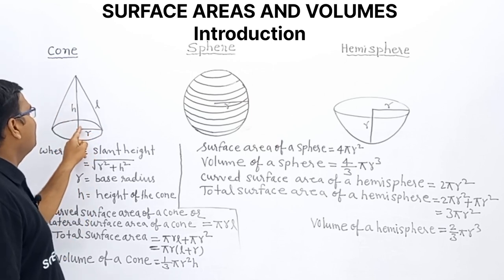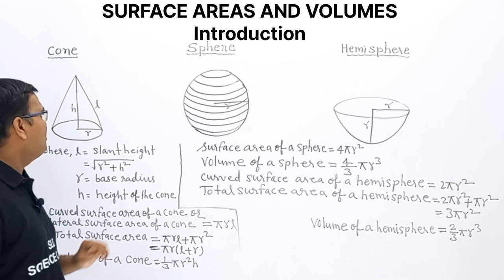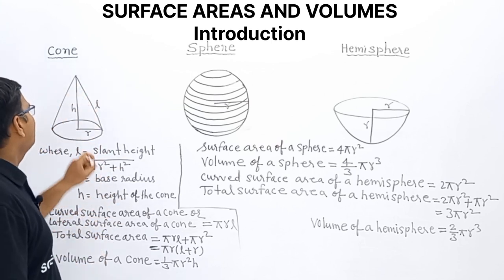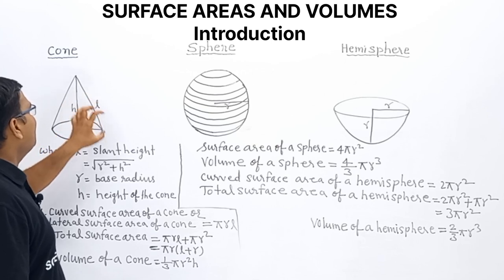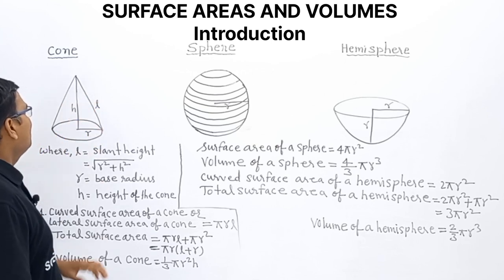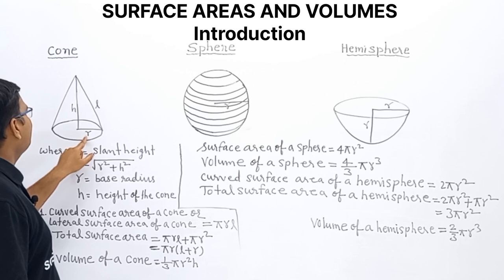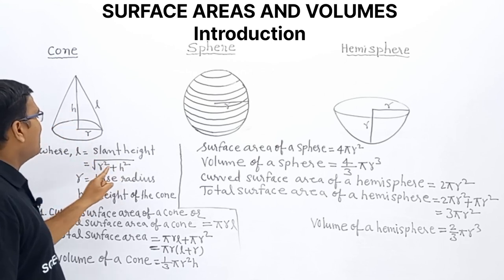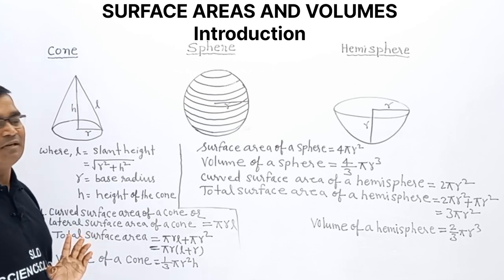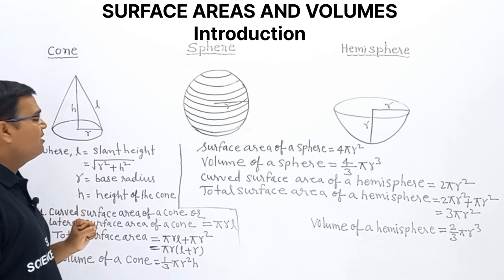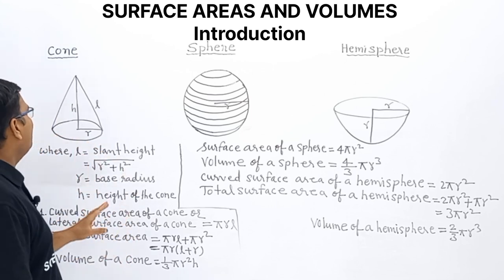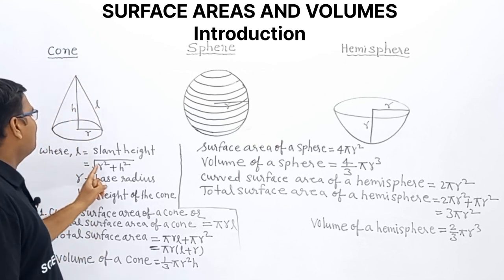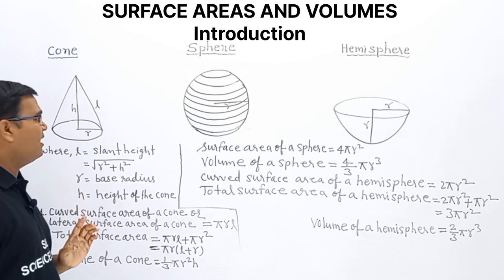The side opposite the 90-degree angle is what? Hypotenuse. And the biggest side in a right triangle is the hypotenuse. Clear? So, once we use Pythagoras, we get L square equal to r square plus h square, and this can be written as L equals square root of r square plus h square. Clear? How are we getting the slant height? By using Pythagoras, applied in this right triangle.